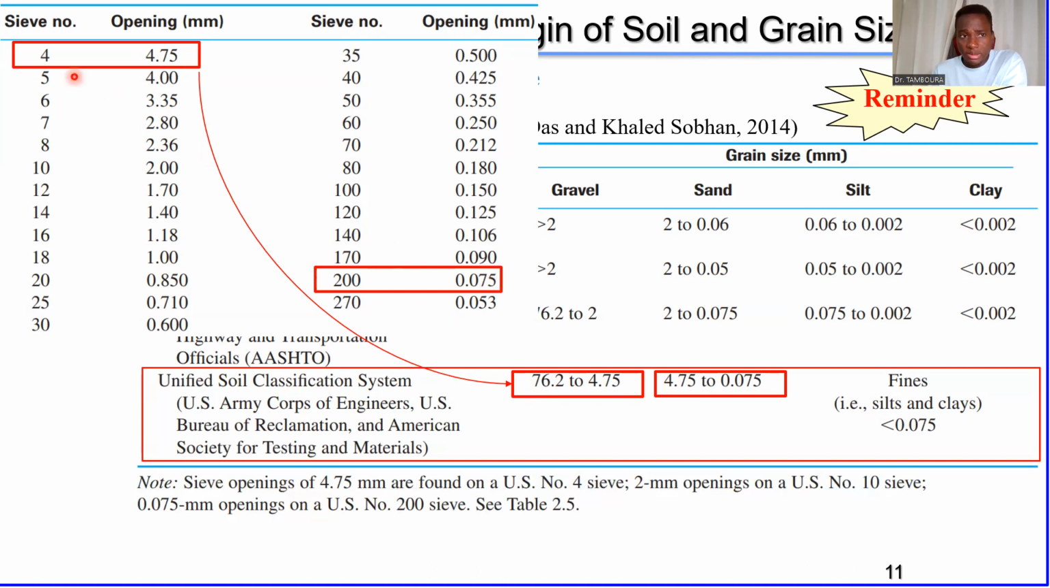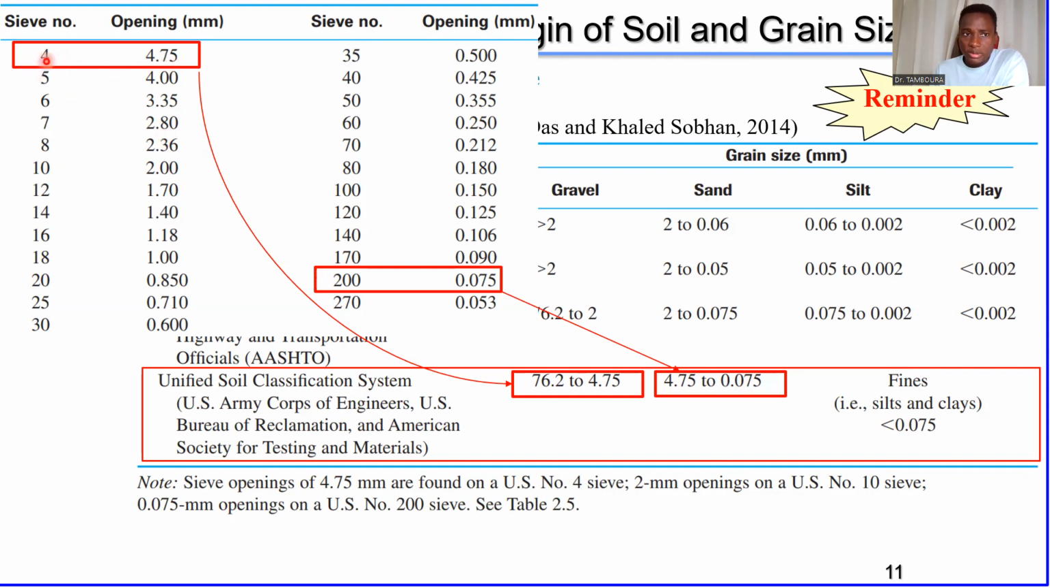So we suppose that the particle has passed the sieve number 4, okay? Passing sieve number 4 means the diameter is smaller than 4.75. However, it doesn't pass sieve number 200. It means the diameter is higher than 0.075 millimeters. Okay, I repeat again.